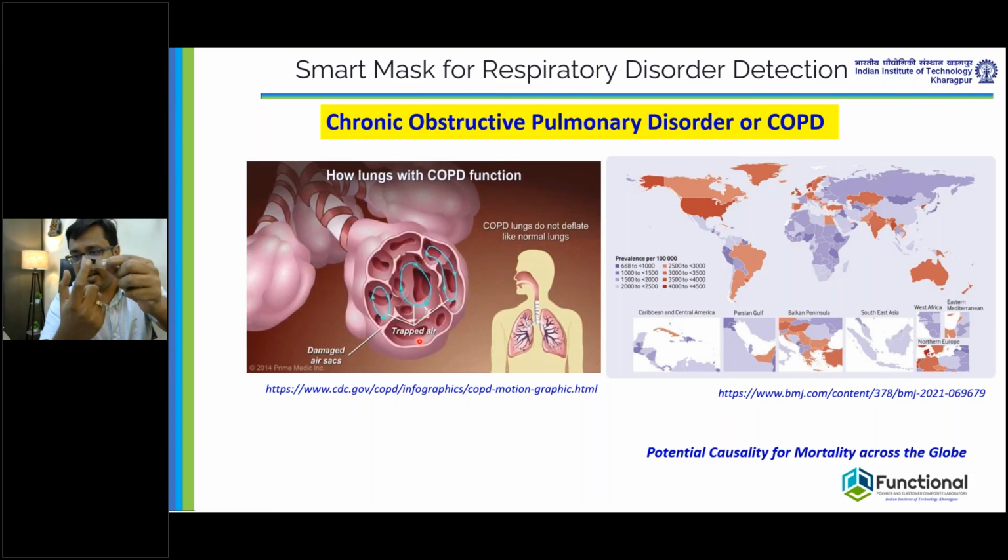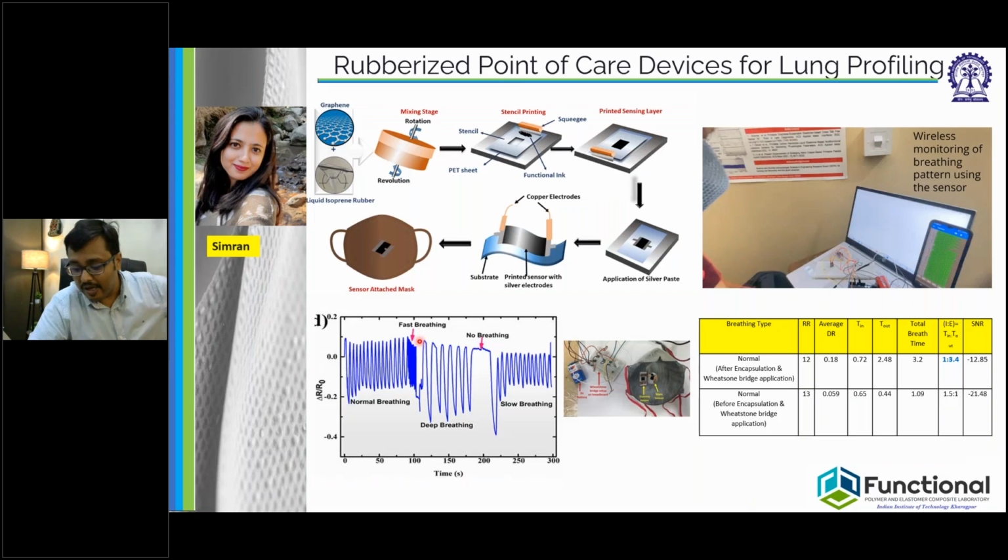This is a printed sensor on a PET substrate. Then we affixed this particular thing on the mask. In the next page, I will show you the image. This work was done by one of my students, Dr. Simran Sharma. She developed this particular mask.